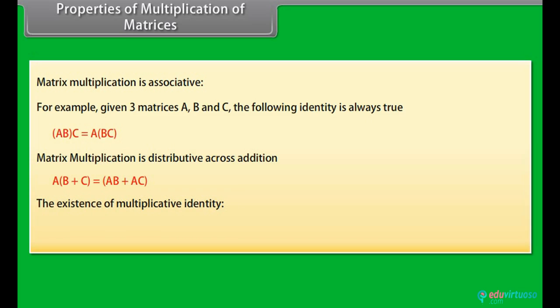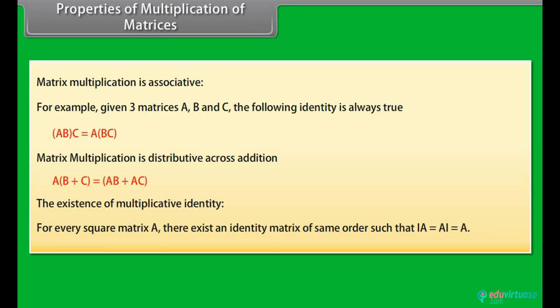The existence of multiplicative identity. For every square matrix A, there exists an identity matrix of the same order such that IA is equal to AI is equal to A.